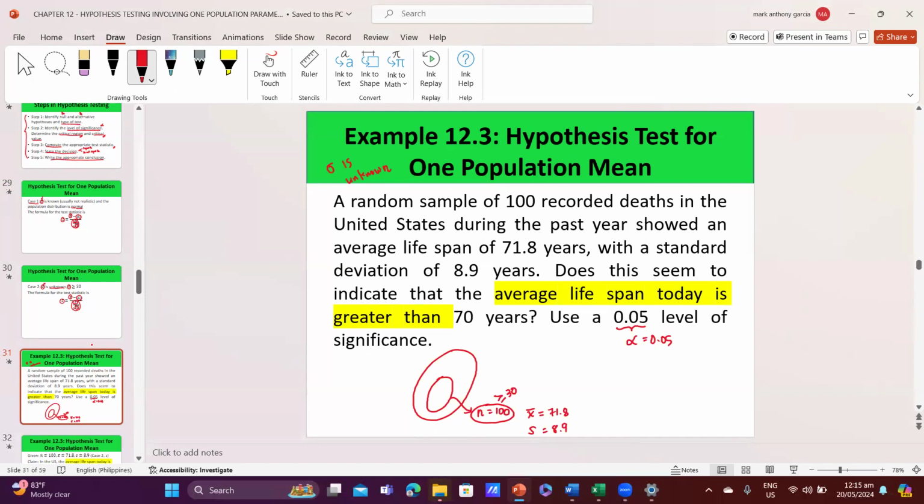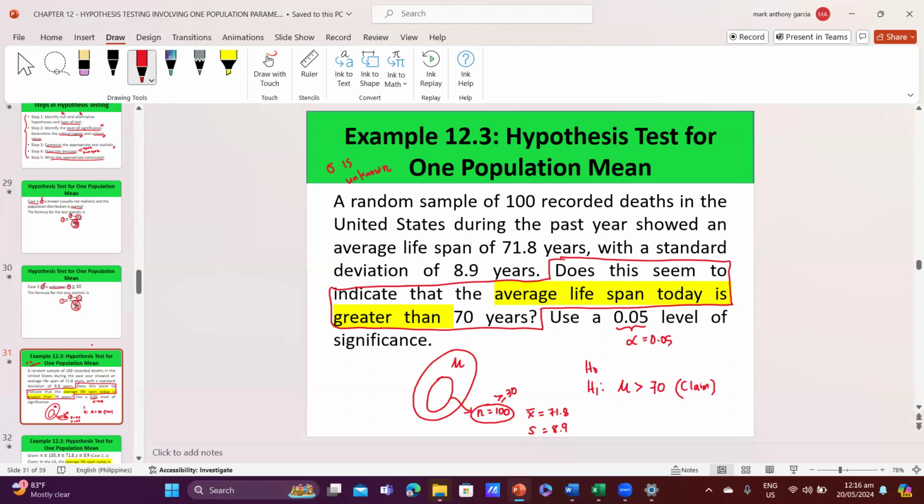Now, in order to test the hypothesis, we need to check what is the claim in this problem. So according to this question, the claim is that the average lifespan today in the United States is greater than 70 years. So that means the population mean mu is greater than 70. Now, since the quantifier used is greater than, it doesn't contain the equal sign, so we will designate it as the alternative hypothesis.